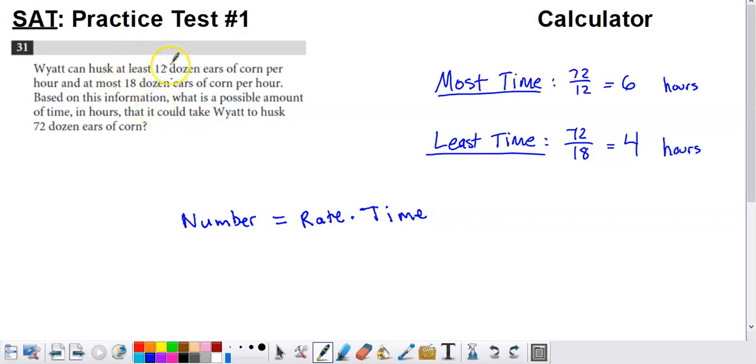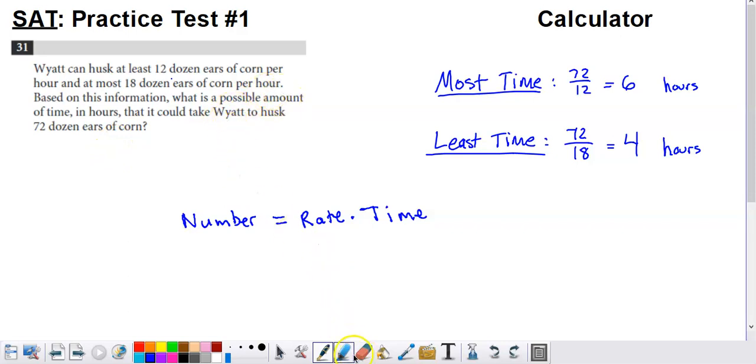So what we have is at least, so I guess this would be this: if they're working at their slowest pace, they're going to get done with 12 dozen ears of corn in 1 hour. And if they're working at their fastest pace, they're going to get done with 18 dozen ears of corn in 1 hour. Based on that information, what is a possible amount of time that it could take Wyatt to husk 72 dozen ears of corn?